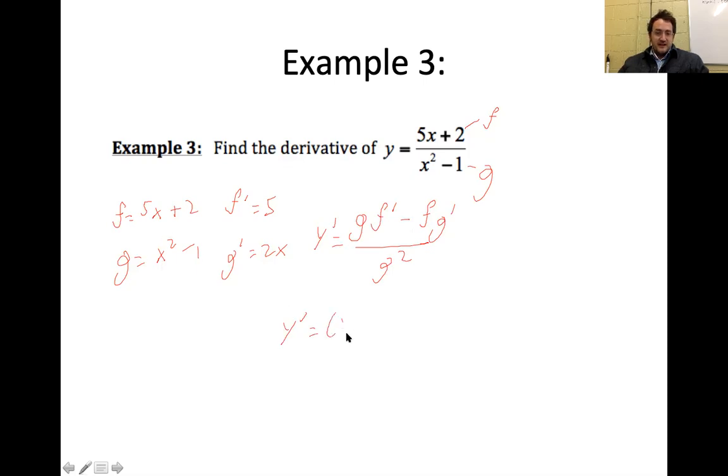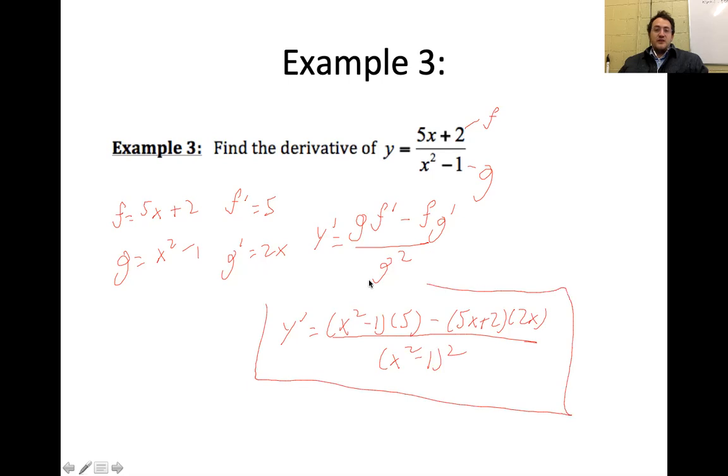So I have x squared minus 1 times 5, minus 5x plus 2 times 2x. And in my G squared, I have x squared minus 1 squared. And you can actually leave your final answer just like that. And you are 100% done.